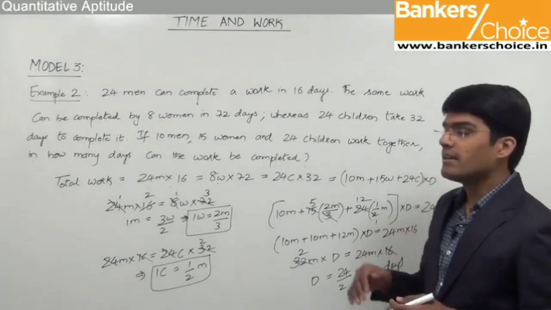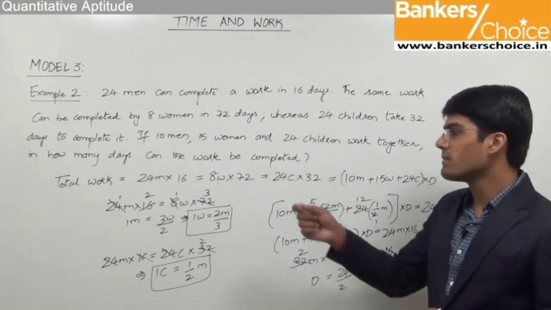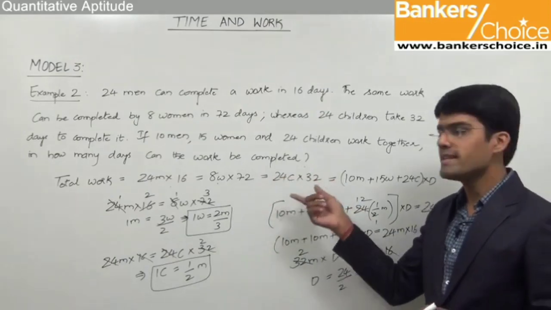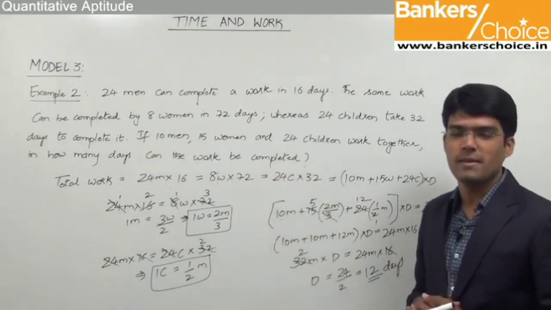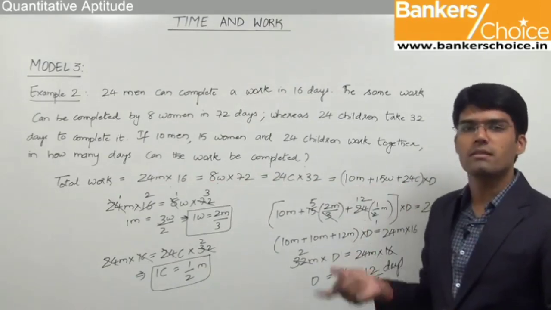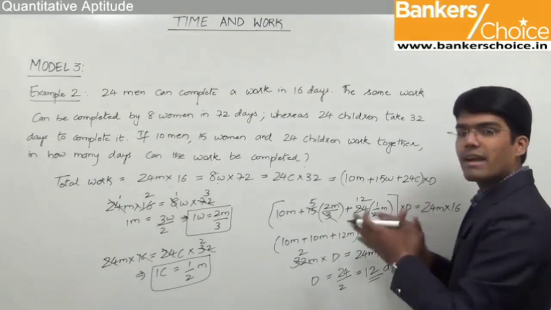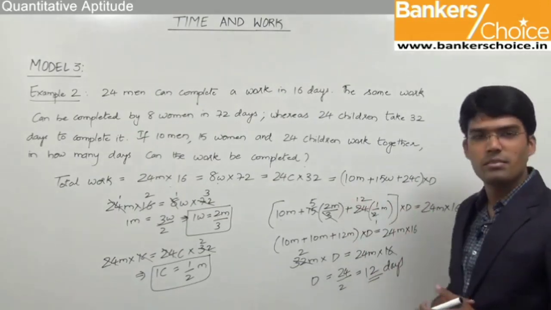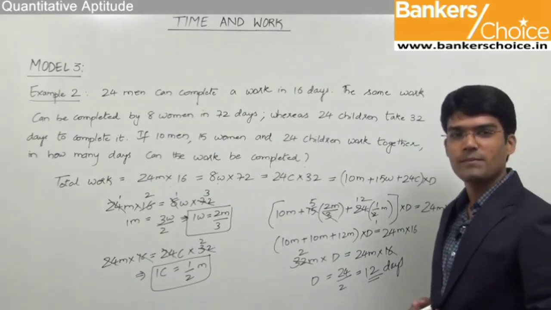As you can see here, the simple way to solve this question is first to equate the total work in terms of men into days, women into days and children into days. Then we can find out the relationship between different types of persons, and then the given group is converted either only in terms of men or women or children. And then the total work again can be equated with a similar type of person on the other side, and we can find out the number of days required.